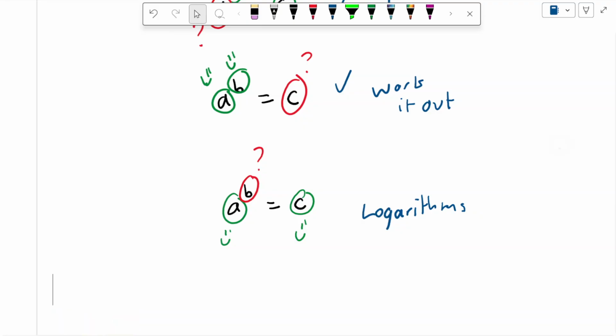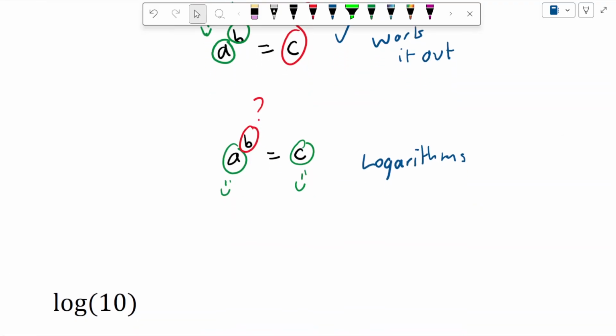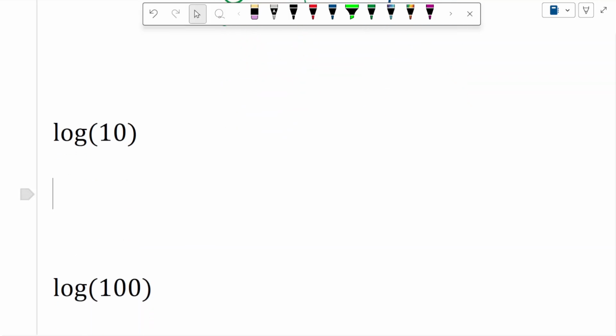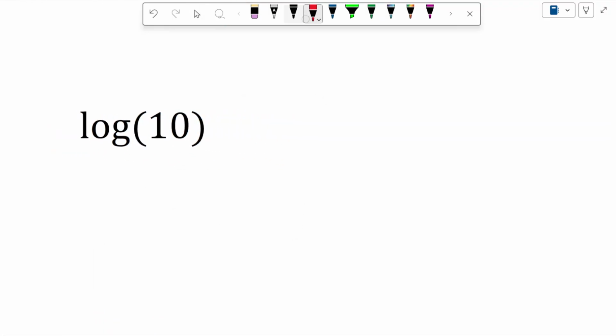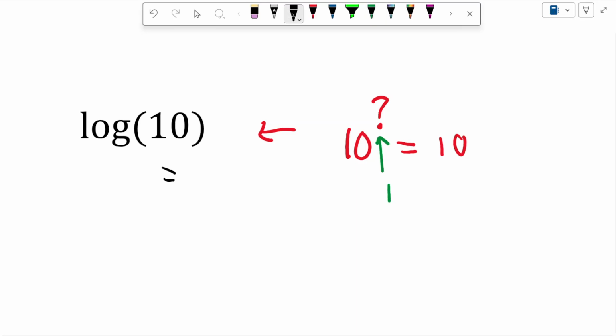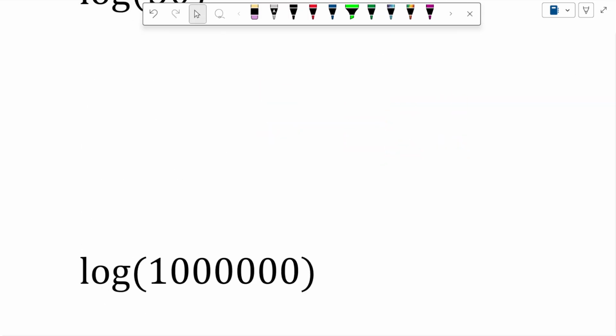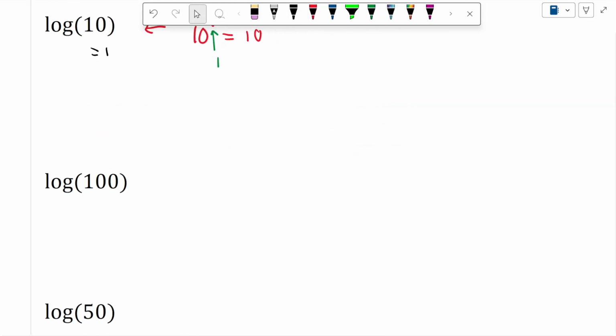So logarithms are naturally in base 10. There's not really any mathematical reason for that, except for the fact that we like to count in base 10 usually. So log of 10 would be asking, 10 to the power of what gives me the answer of 10? That number is 1. So log of 10 is 1. If we look here at log of 100, it would be a similar question. 10 to the power of what gives me 100? The answer to that is 2. 10 squared gives me 100.